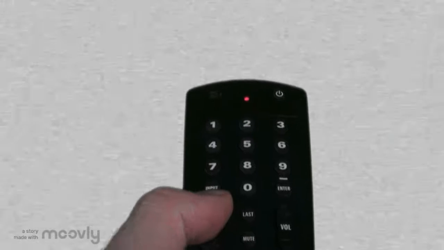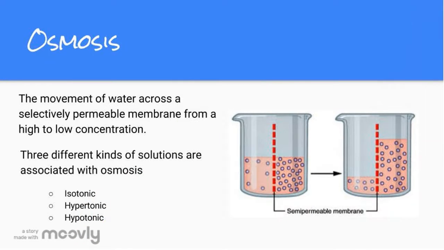The terms hypo, meaning low, and hyper, meaning high, refer to and describe the solute concentration outside of a cell. In a hypertonic solution, the solute concentration is higher outside of the cell than inside, which also means that there's less room for water outside, resulting in a lower water concentration outside and a higher water concentration inside. Conversely, in a hypotonic solution, the solute concentration outside of a cell is less than inside, which means there's more water concentration outside and less water concentration inside.